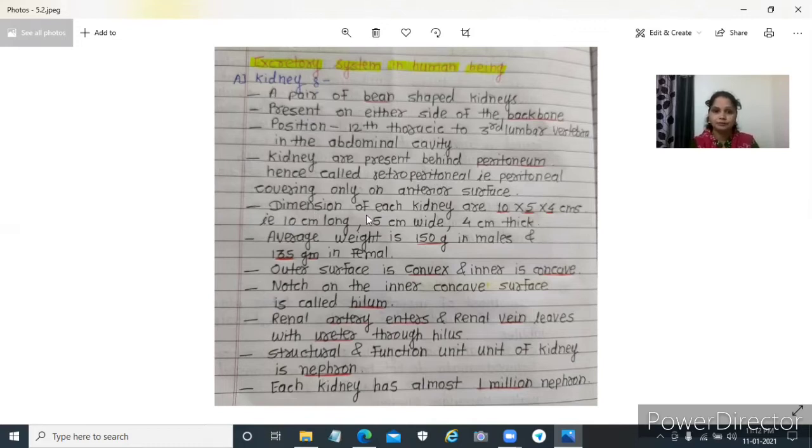Now their dimension: each kidney is 10 by 5 by 4, that is, 10 centimeters long, 5 centimeters wide and 4 centimeters thick. Now the average weight is about 150 grams in a male, while in a female it is about 135 grams. Now their shape: the outer surface is convex and the inner one is concave. The inner concave surface has a notch-like part called the hilum. Look at this picture.